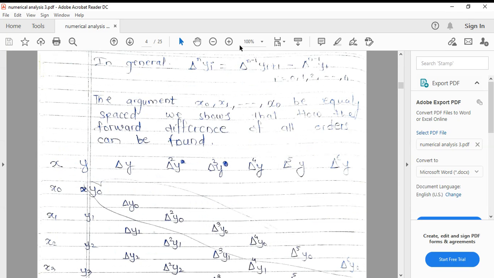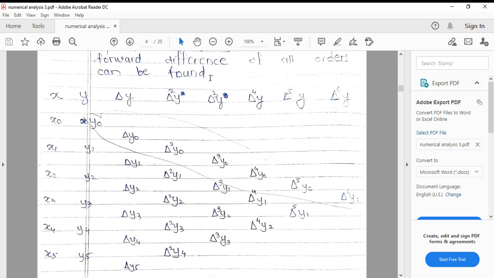So in general, we can see here that delta raised to n yi is equal to delta raised to n minus 1 yi plus 1 minus delta raised to n minus 1 yi. That is, the next value minus yi gives you delta raised to n yi.